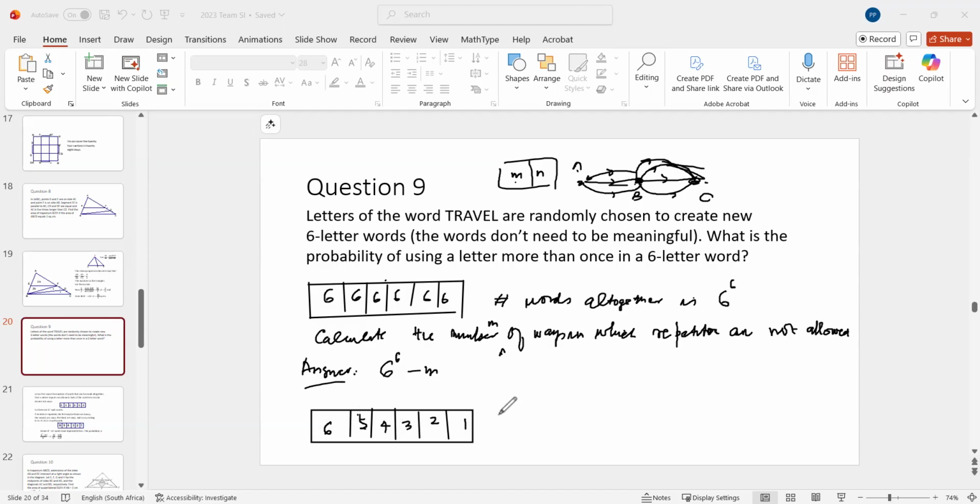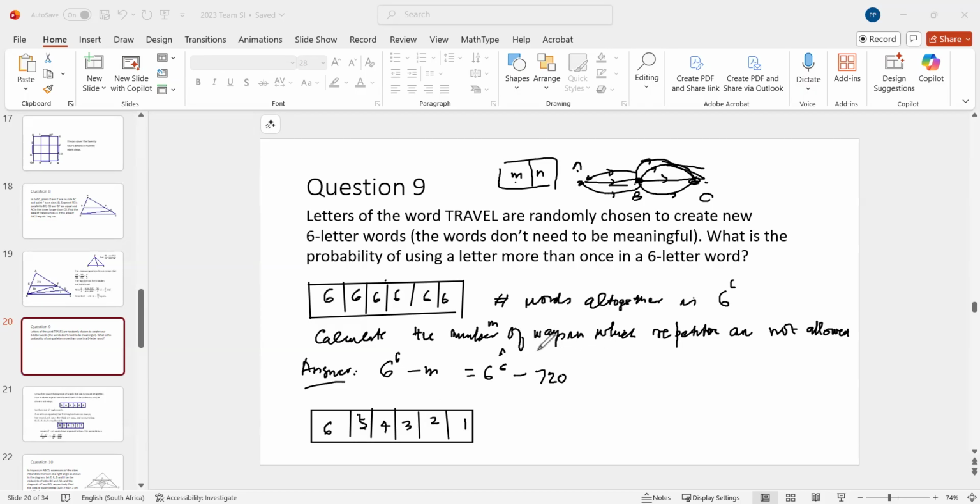And if you multiply all this, you get the number of ways m. The answer is 6 to the 6 minus this product. The product of 6 times 5 times 4 times 3 times 2 times 1 is what you call 6 factorial. It's actually 720. So that'll be your answer.